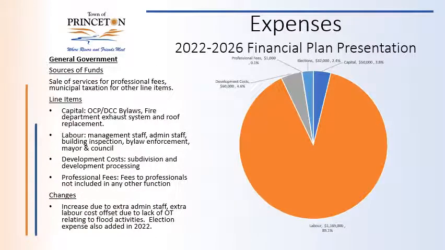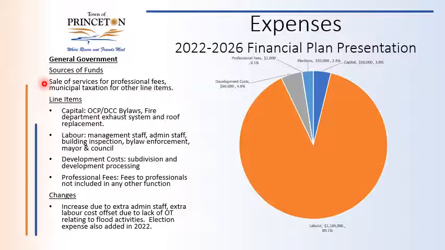So on with the pie charts here. The first one we have up is general government. So there are certain services that are sold as a professional service. Development is usually borne by developers. So those development costs are borne by developers. That's our sales and service. Taxation is largely used for most other things when it comes to general government.